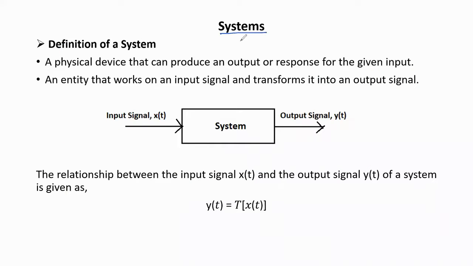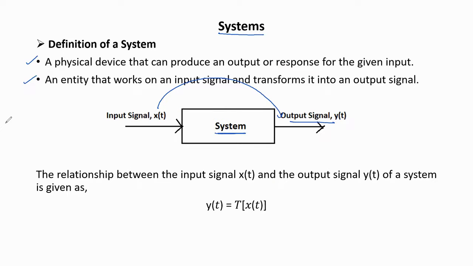Now let us come to the systems. The definition of a system is given in many ways, as follows. The first definition says a physical device that can produce an output or response for the given input. That means the system is also called a physical device which is used to produce the output signal for the given input signal. This is the definition of a system.